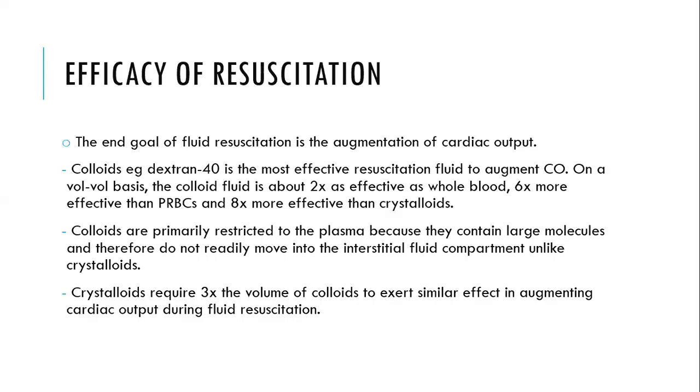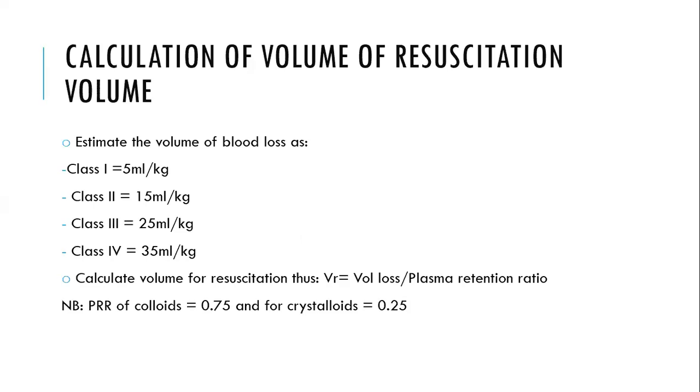So if our end goal is to augment cardiac output, colloids are our best bet. Why? Because they are restricted to the plasma because of the large molecules they contain, and they do not readily move out of the intravascular fluid, so they contribute to your venous return and increase your cardiac output. Crystalloids will require 3 times the volume of colloids to exert a similar effect in augmenting cardiac output. Now, like I told you, fluid should be taken as a drug, so you need to calculate the volume of resuscitation.